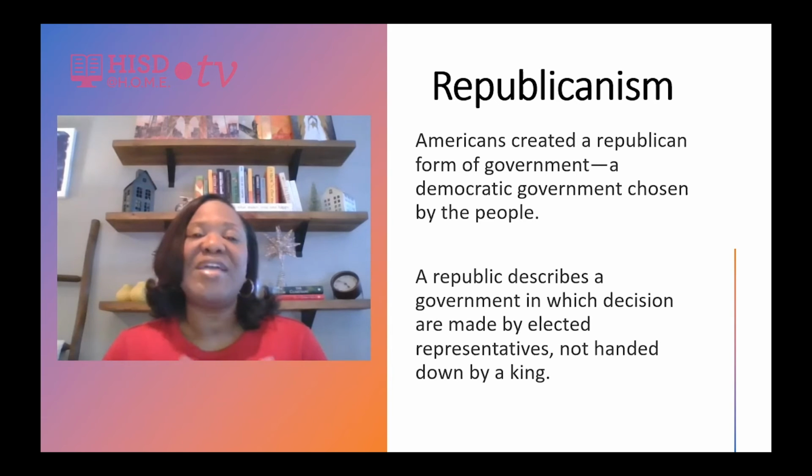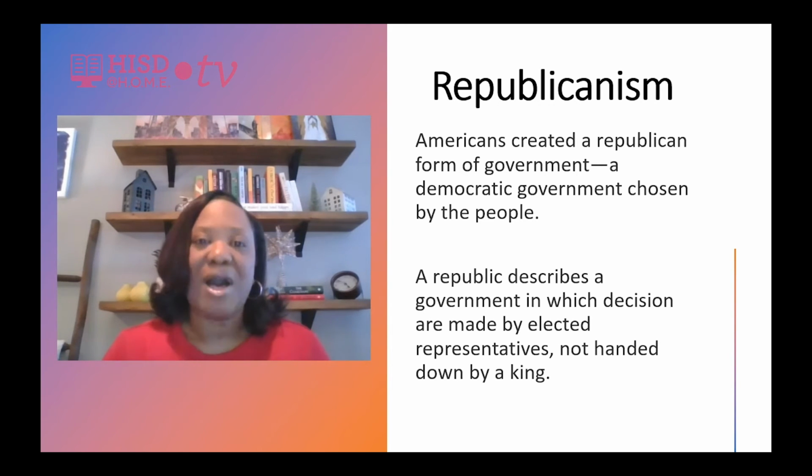Republicanism means that Americans created a republican form of government, a democratic government chosen by the people. I think that's kind of exciting, that we have a government that is at our will. It runs because we tell it what to do. A republic describes a government in which decisions are made by elected representatives. It's not handed down by a king. It's not one guy sitting on the throne telling everybody what to do or who gets to hold an office. It's the people that get to make those decisions.